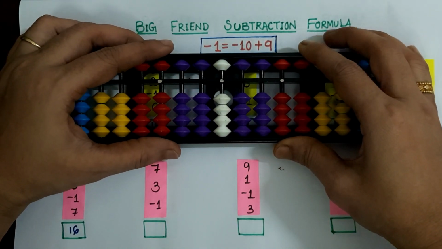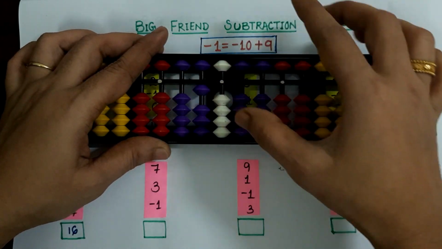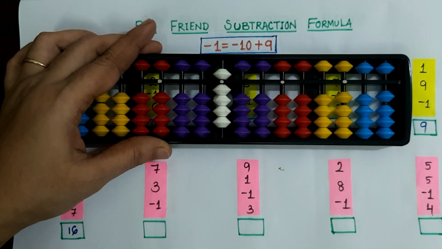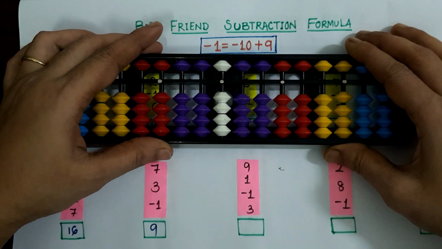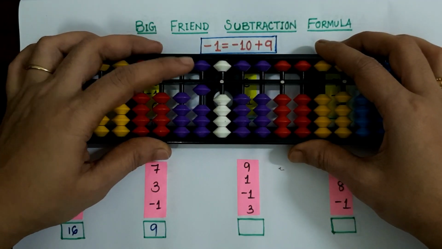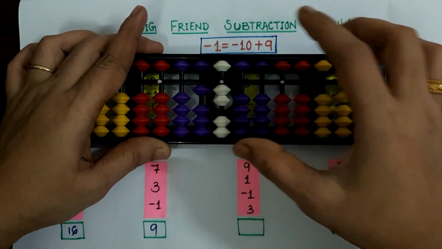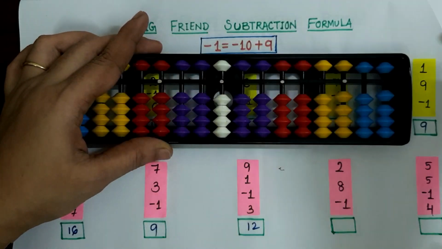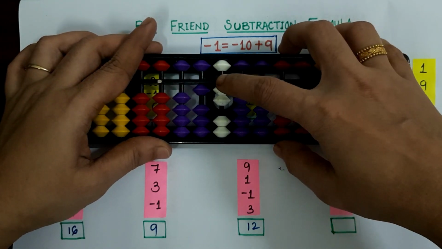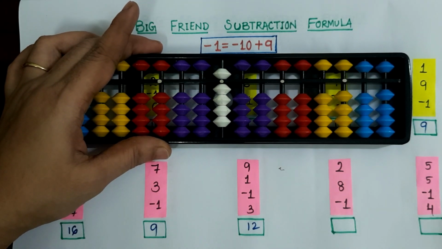Next sum is 7 plus 3 minus 1. 7 plus 3 is plus 10 minus 7, minus 1 is minus 10 plus 9. The answer is 9. Next sum is 9 plus 1 is plus 10 minus 9, minus 1 is minus 10 plus 9, plus 3 is plus 10 minus 7. The answer is 12. Next sum is 2 plus 8 is plus 10 minus 2, minus 1 is minus 10 plus 9. The answer is 9.